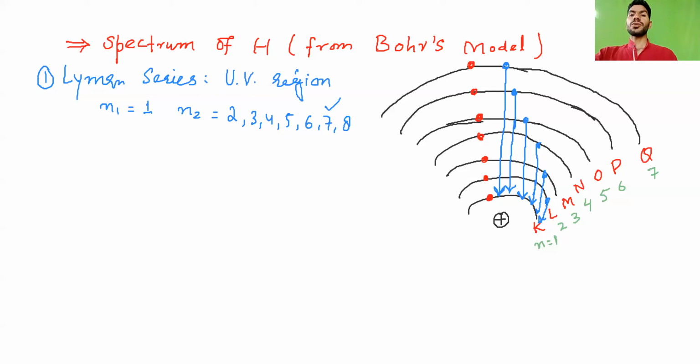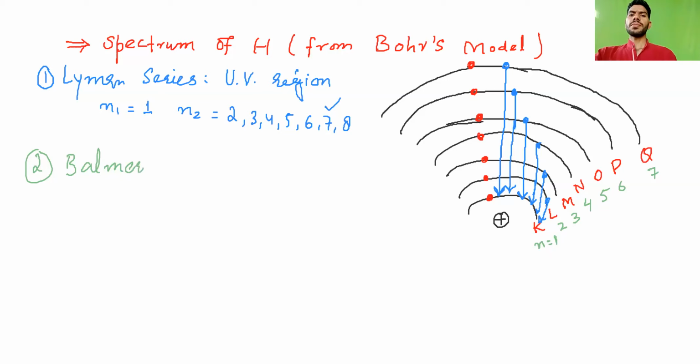At that time, you get the emission line in the spectra, which lies in the UV region. So that is actually your Lyman series. I hope these blue lines here are your Lyman series. They are the emission lines which we observe in the UV region, the ultraviolet region. Now let's see the second one. Second was your Balmer series, which lies in the visible region, right?